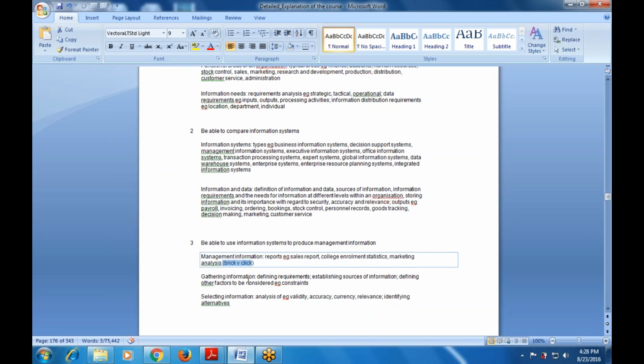Then how to gather the information, what are the various ways by which we can gather the information. That includes defining the requirements, what are the various requirements by which we can gather. It may include interviews, questionnaires, on-site visits, and what are the various factors to be considered, for example constraints.